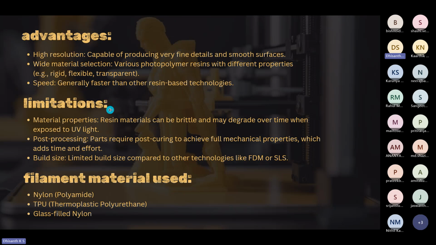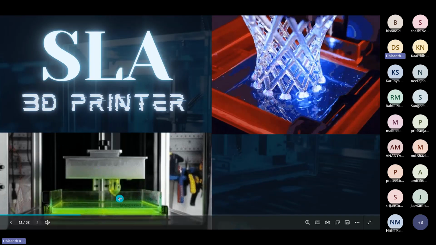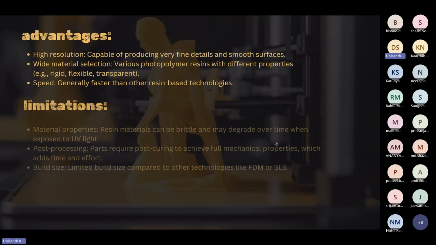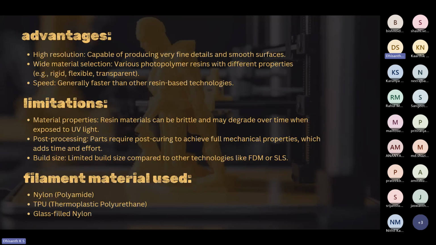And the post processing, as you can see, the post curing takes too much time, cost, and effort. So it is a limitation of SLA 3D printing. And the build size. As seen in these images, the build size of the 3D printed model is very low as we compare to other types of 3D printers. The filaments used here are nylon and TPU, that is thermoplastic polyurethane, and glass filled nylon. These resins are mainly used for SLA 3D printing methods.